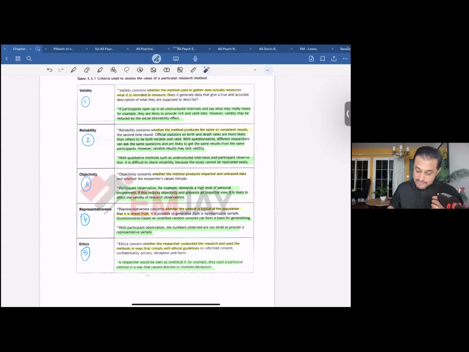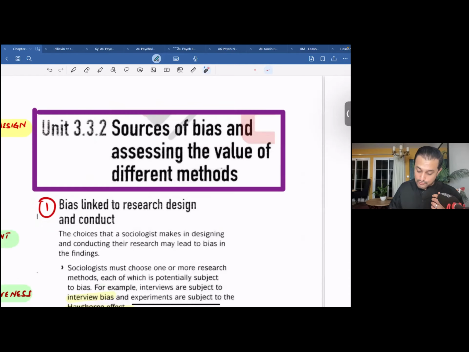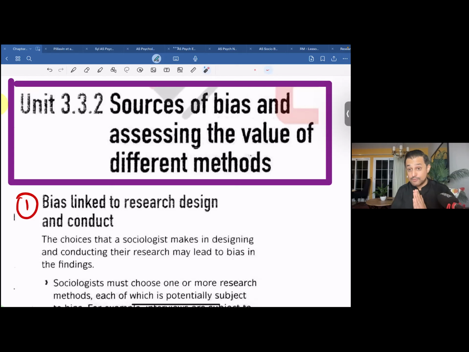Now, my dear, we were discussing all of this under the heading sources of bias and assessing the values of different methods. This is typically seen as the last topic when it comes to research methodology. Remember, sociology as a subject requires a lot of reading and a lot of writing. If you want to know the subject well and actually gain knowledge, while you're preparing for examinations too, make sure you're reading a lot, right? If you want to score well, make sure you're writing a lot.